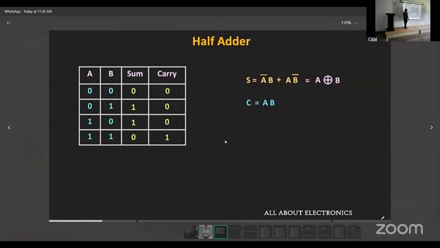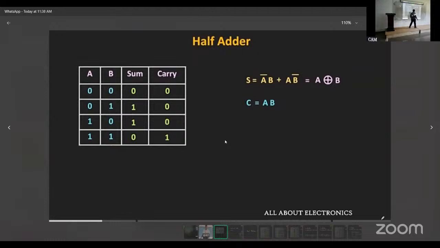What is the equation? A B. Here A means 0, A bar means 1. B means 0, B bar means 1. Okay. So you implemented, in order to add the 1 bit data, 0 plus 0, 0 plus 1, 1 plus 0, 1 plus 1, you got 2 equations. Depending upon these equations, you have to develop the circuit diagram. What is the circuit diagram?